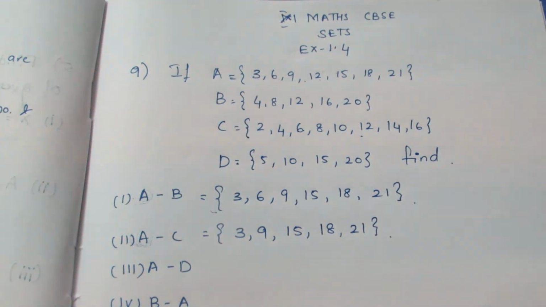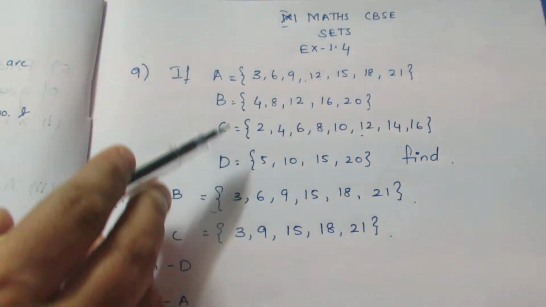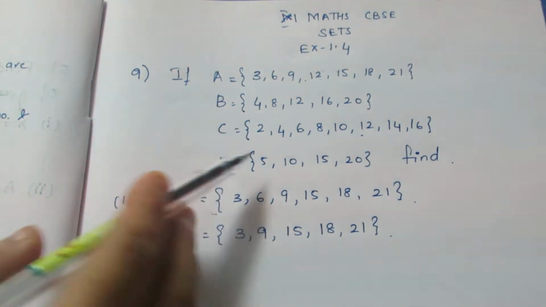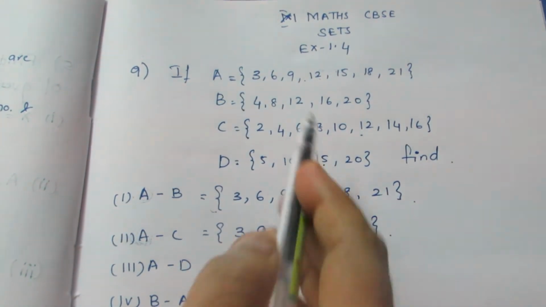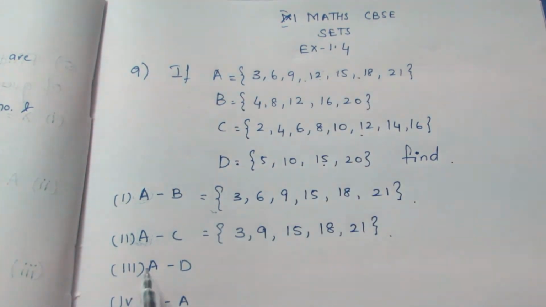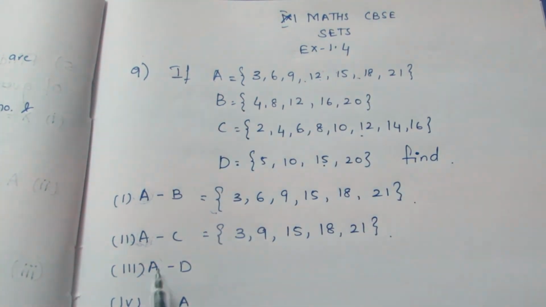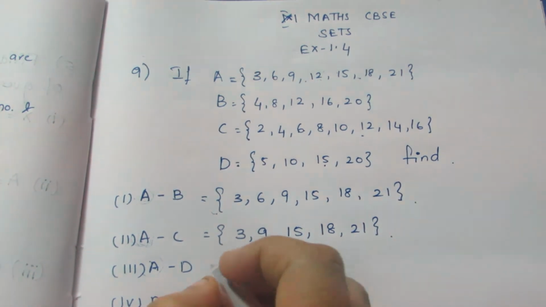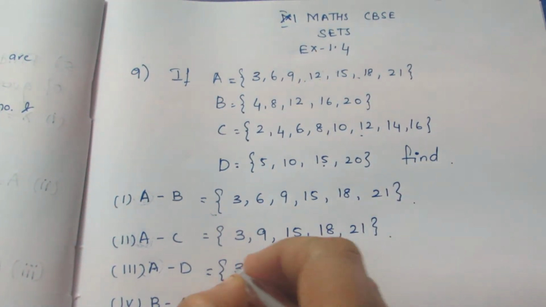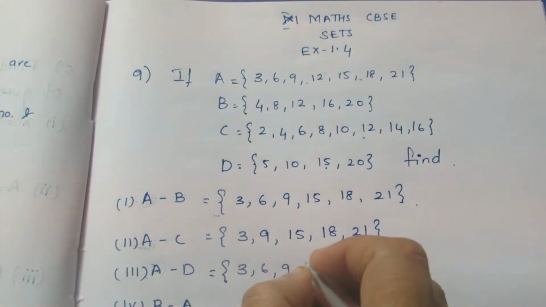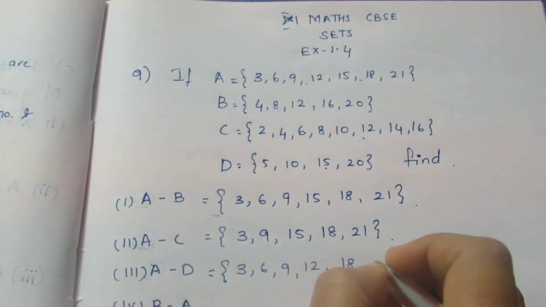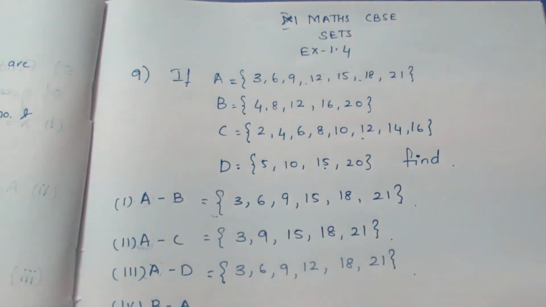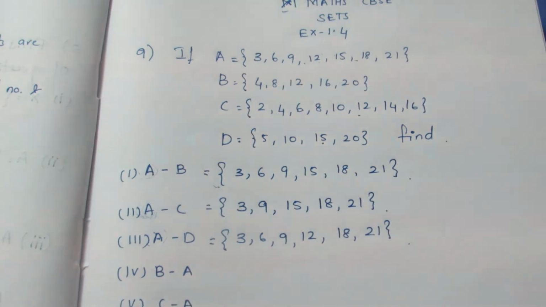Third one is A difference D. So in A and D, remove the common elements. Common element is 15. Removing the common element, write the elements of the set A, the first one, that is 3, 6, 9, 12, 18 and 21. We'll move on to the next one.